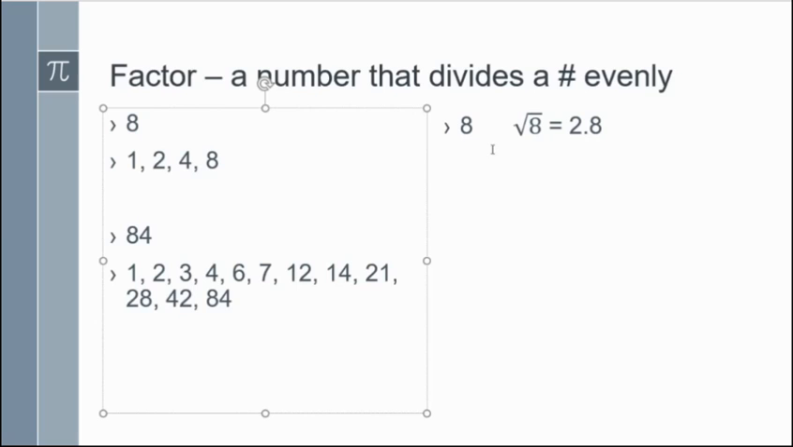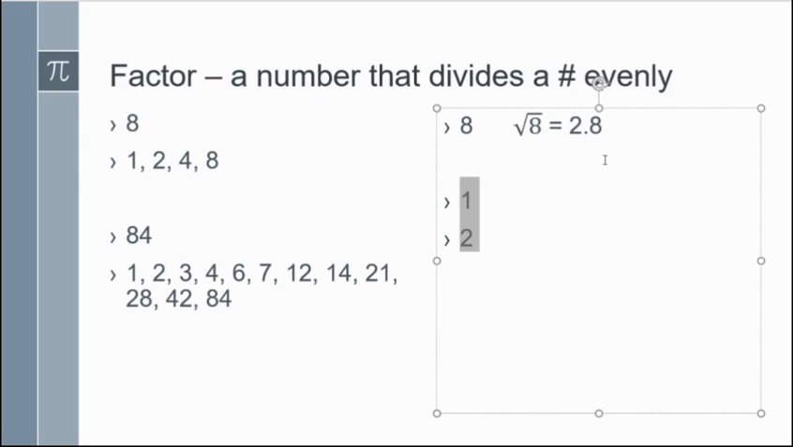Now, how many do we have to check? We take the square root. So in this example, the square root of 8 is 2.8. The only numbers we have to check are up to 2. We don't have to go to 3 because that's past the square root. So we're going to check 1 and 2.